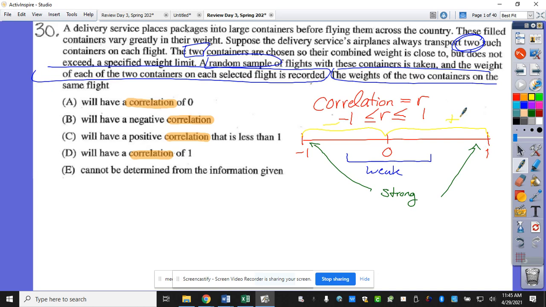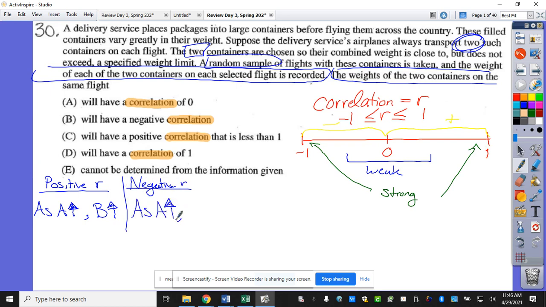So is this question asking us about strength or direction? Direction. So let's think about what direction actually means. So let's say we have a positive R. Positive R would be as one thing increases, what? The other one also increases. A negative R would mean instead what? As A increases, B decreases. So they change the same or they change opposite.